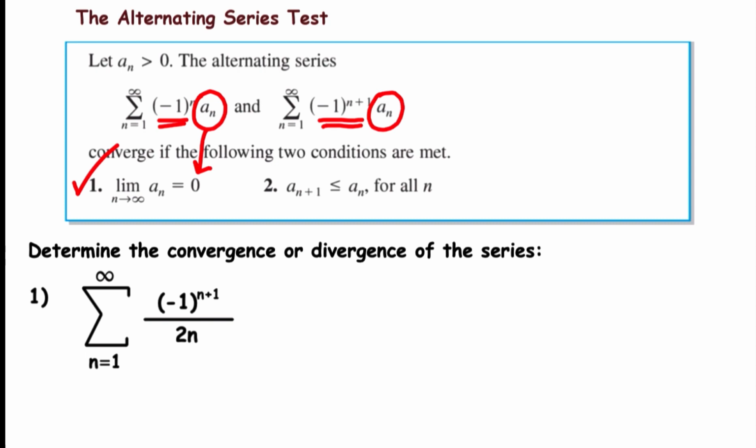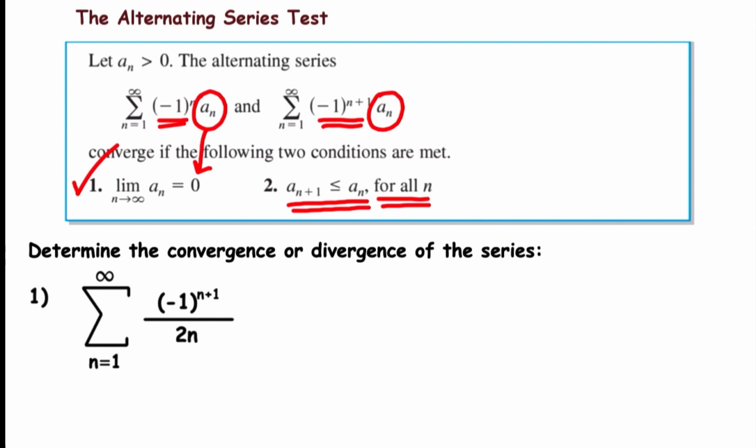The second stipulation is that the a sub n part of this is decreasing, or at least not increasing. It's staying the same or getting smaller all the time. Let's check out number 1 and we'll see what we have.